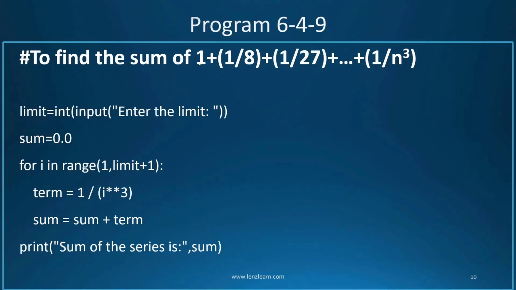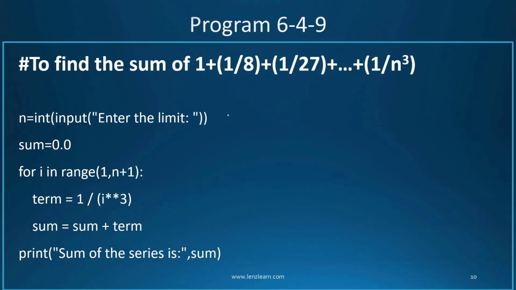In this program we have to find the sum of the series given here. This series is actually 1 plus 1 by 2 cube plus 1 by 3 cube plus 1 by 4 cube, and it goes up to 1 by n cube. We have been asked to print the first n terms of this series. Now we have to enter the limit of how many terms to print. If I enter 5, 5 will be loaded into variable n.